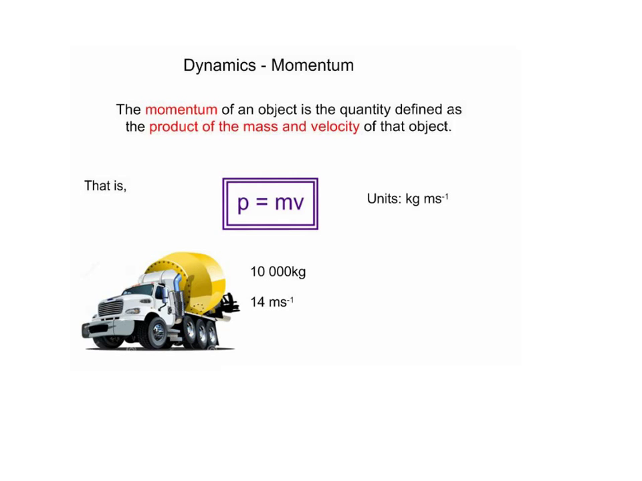Let's have a quick look at the momentum of this lorry, for example. If it weighs 10,000 kilograms and is travelling at a speed of 14 meters per second, then its momentum equals 10,000 times 14. So its momentum is 140,000 kilogram meters per second.